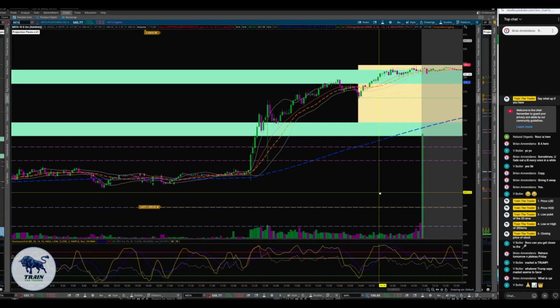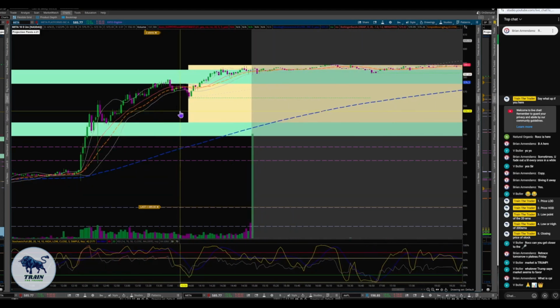What do I think the market is going to do tomorrow? I think the market is going to pull back. Yep, I think it's going to pull back. Here's why, I'll show you guys why. I'll use Meta as the example.